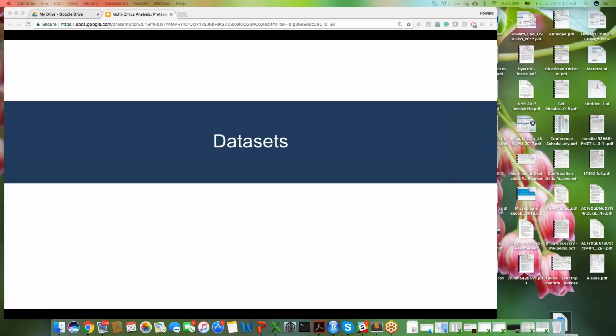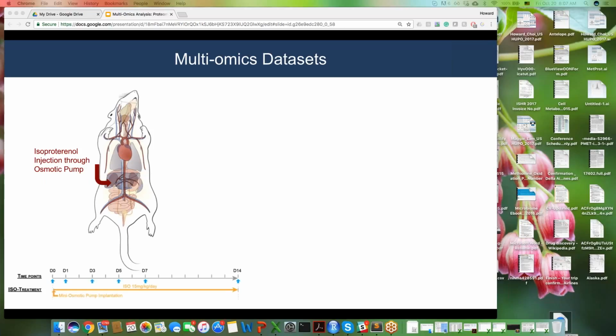So first, I would like to introduce our data set. When the mouse is under cardiac stress, it develops hypertrophy. To do so, we injected isoproterenol through an osmotic pump for up to 14 days. And we collected cardiac and blood samples 1 day before the treatment and 1, 3, 5, 7, and 14 days after the treatment. For the cardiac proteome, I use the reference data set produced by Edward Lau and other colleagues in my lab.